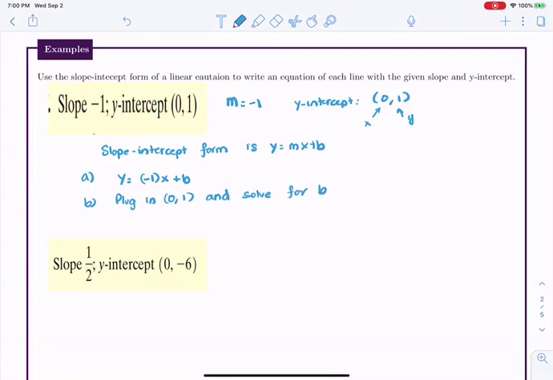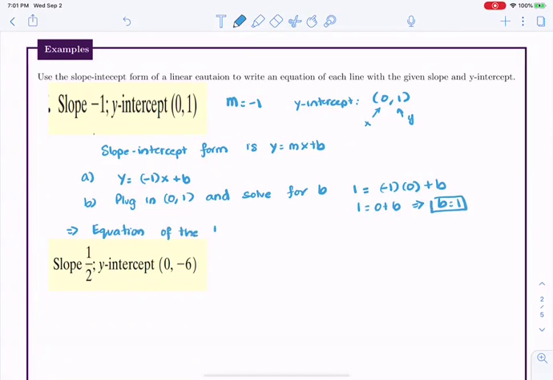So x is 0, y is 1. So 1 would equal -1 times 0 plus b. 1 equals 0 plus b, which should imply b is 1. So the slope is given in the problem. The y-intercept is 1. This would imply the equation of the line y equals mx, so -1x plus b, which is 1.